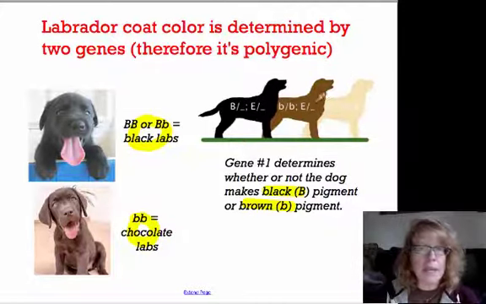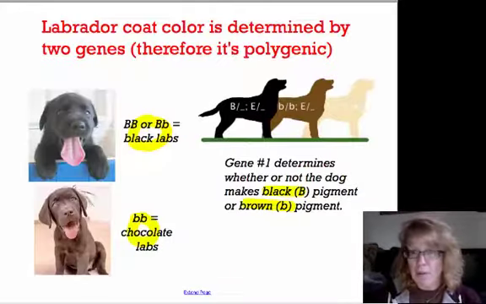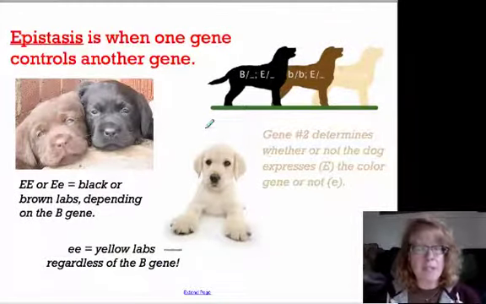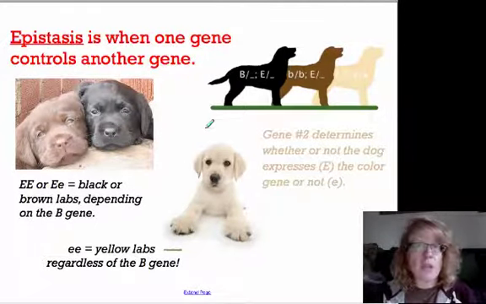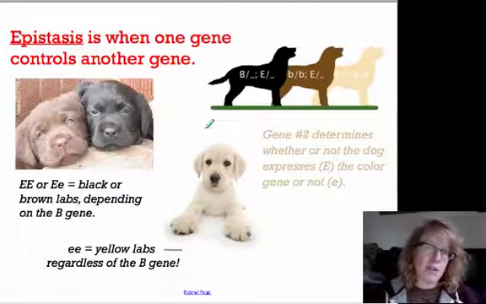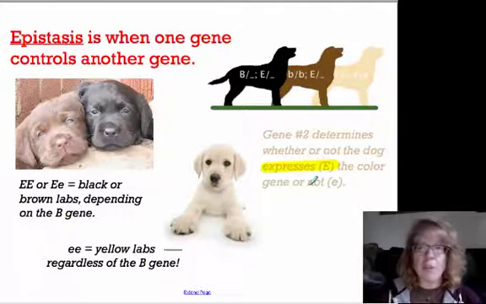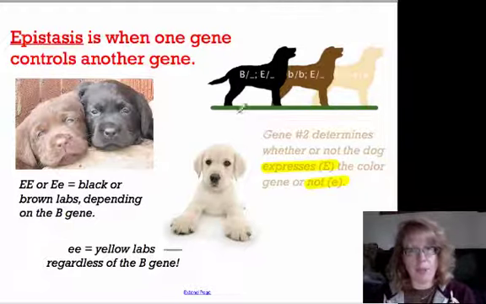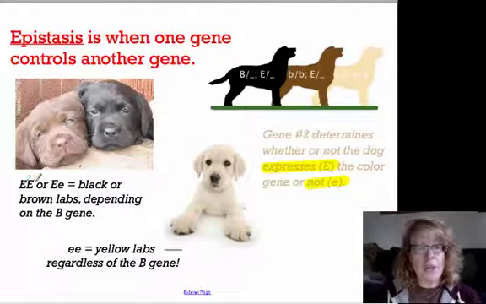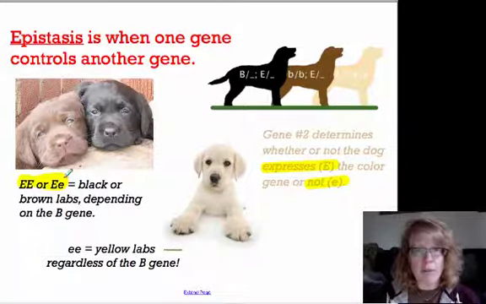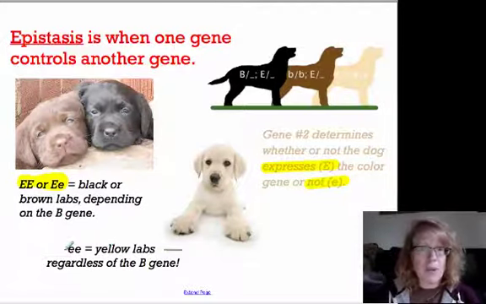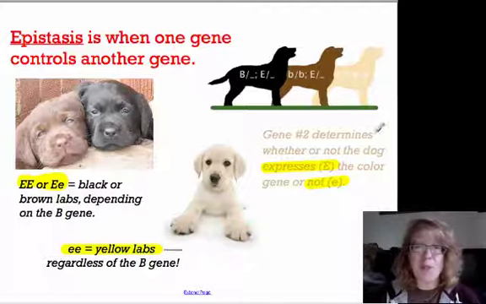But this does not explain how we get yellow labs, and this is where the epistasis part comes in. There's a second gene that's involved. Epistasis is when you've got one gene controlling whether or not a different gene is turned on or off. In this particular case, it's called the E gene, for expression. If you're dominant for that, you express the pigment gene. If you're recessive for it, you don't express the pigment gene. So, if you're dominant, you're going to express black or brown, depending on what you've got for the B gene. But if you're recessive, you get yellow labs. You don't express any of the pigment gene.